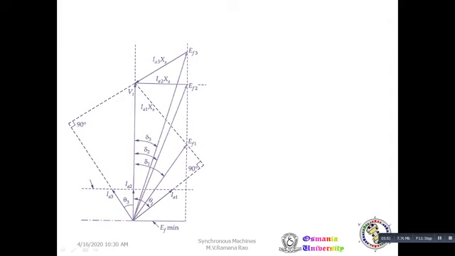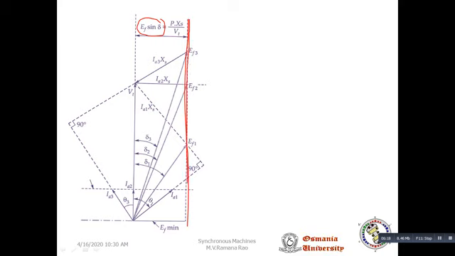So I'm increasing from EF1 to EF2, EF2 to EF3, but observe this locus. EF is changing. Similarly, delta 1 reduces to delta 2, delta 2 reduces to delta 3. So EF is changing, delta is changing, but the product will be constant. So that is why the locus of EF1 will be like this.